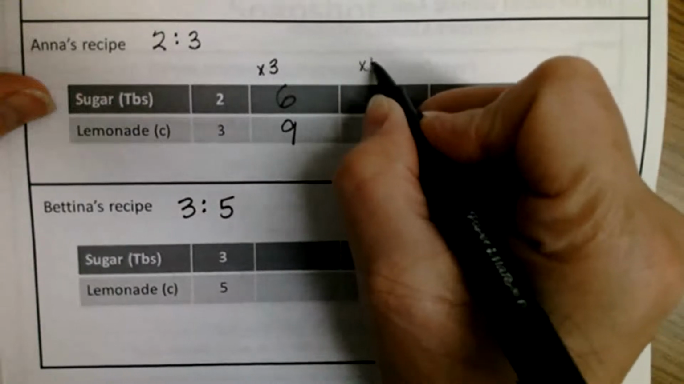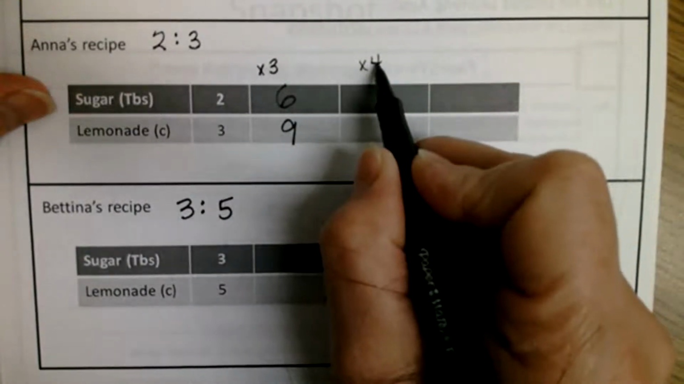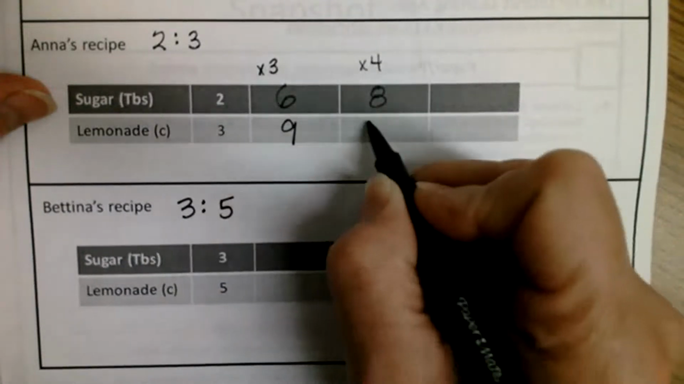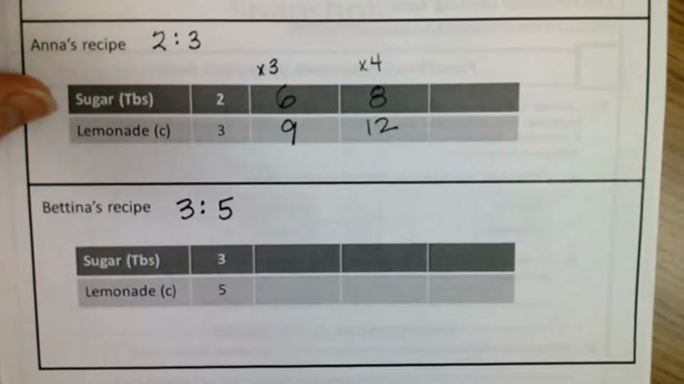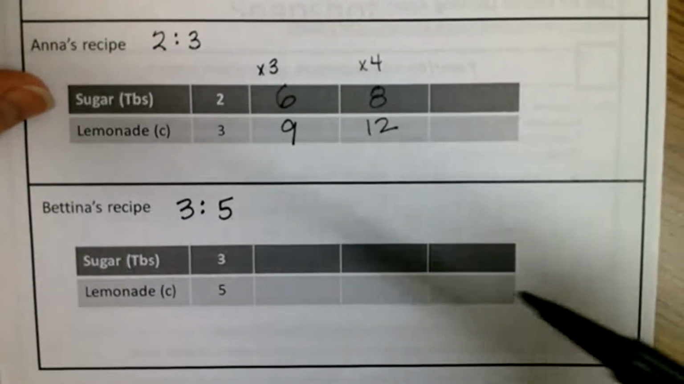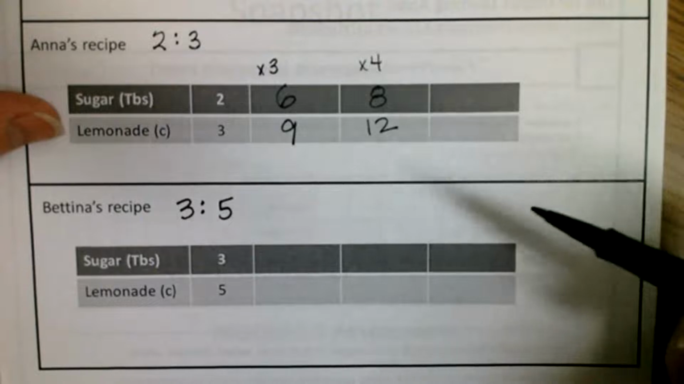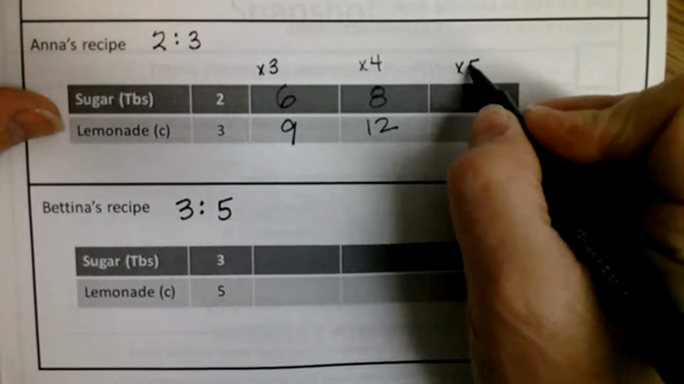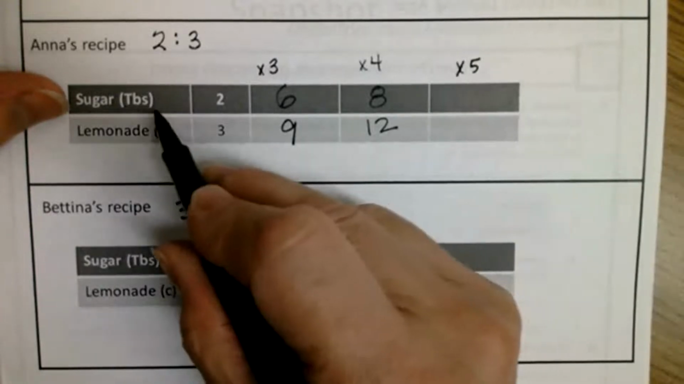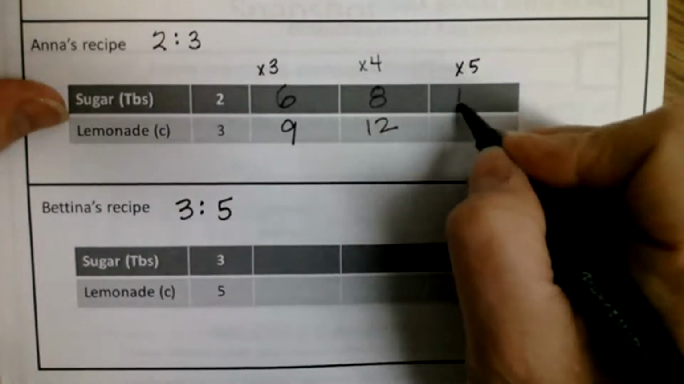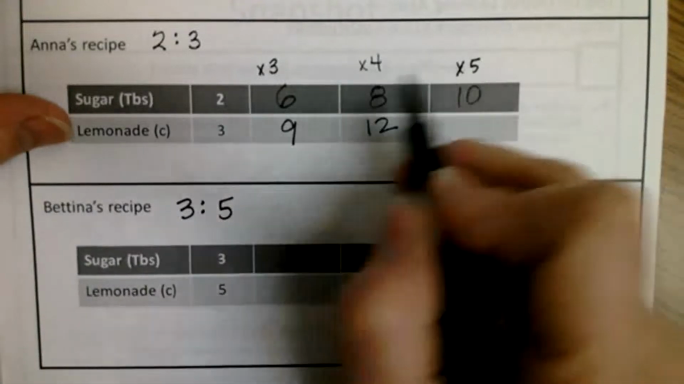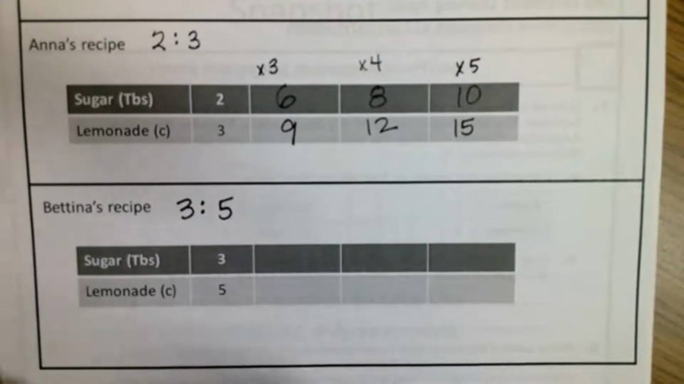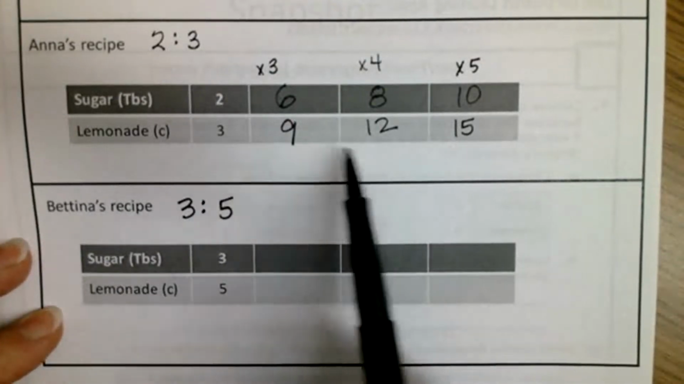So if I want to make more lemonade, I would multiply by 4. 4 times 2 is 8. 4 times 3 is 12, right? Again, this is the same proportion of sugar compared to lemonade. It's the same ratio. It's the same rate. Now, if I want to multiply times 5, I would do 5 times 2, which is 10 tablespoons of sugar. Then I would do 5 times 3, which is 15 cups of lemonade. So these are all the ratios if we just make more and more lemonade.